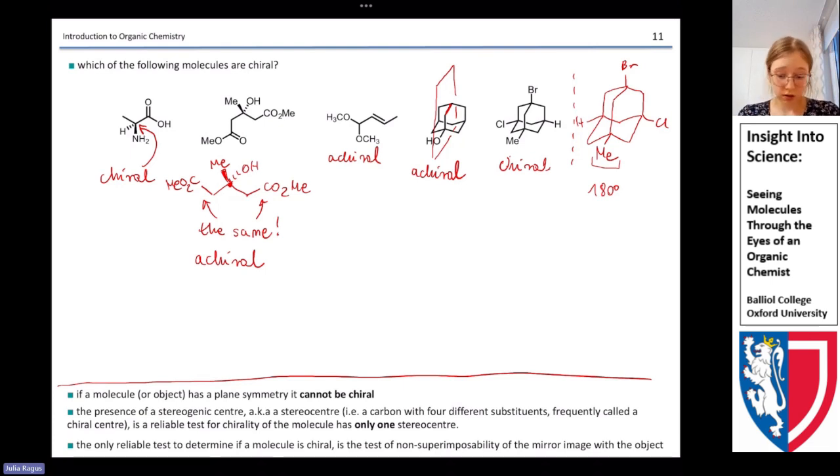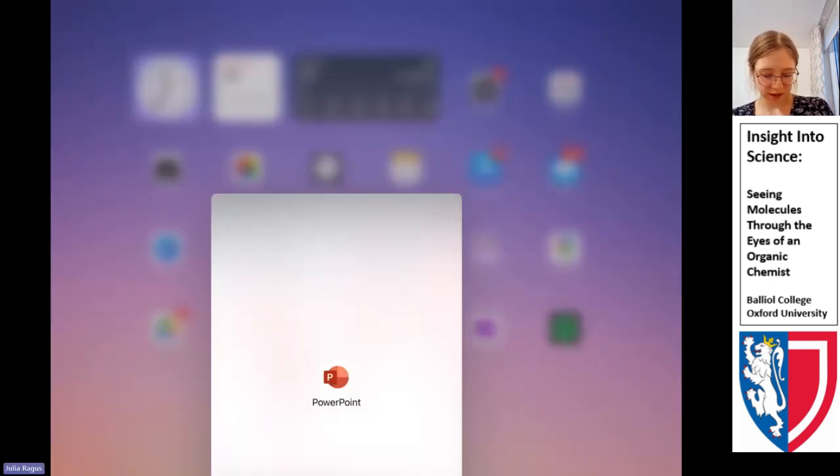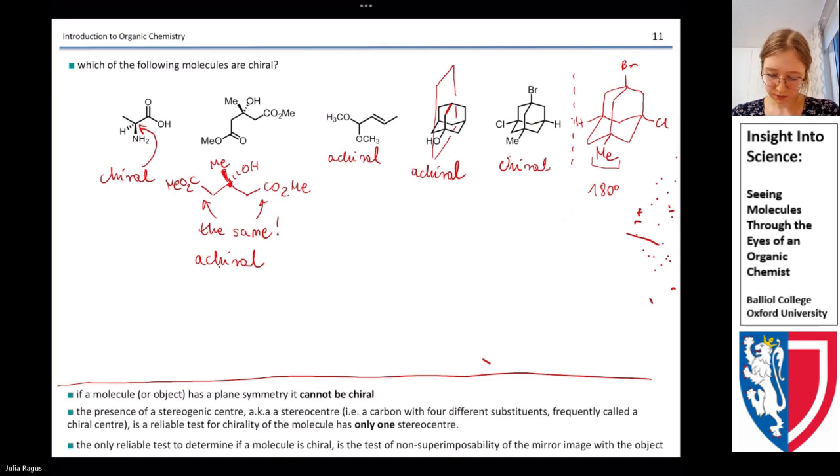Right, so that's it when it comes to chirality. And then my Apple Pencil decided to die. Excuse me.